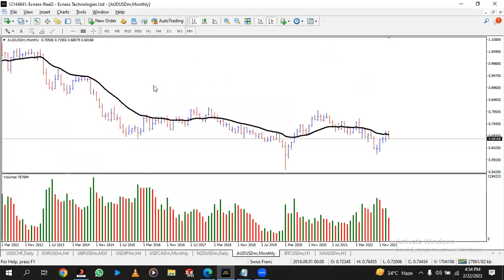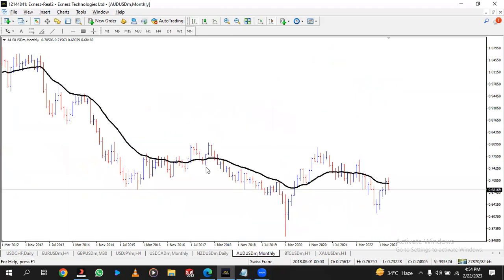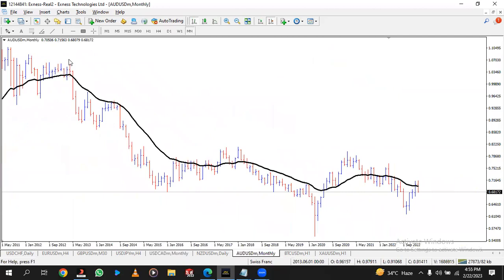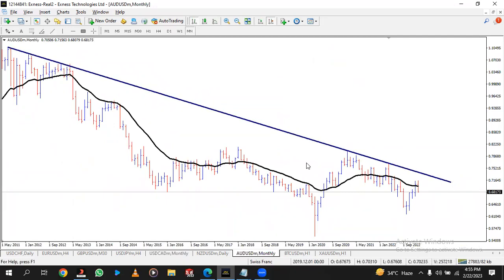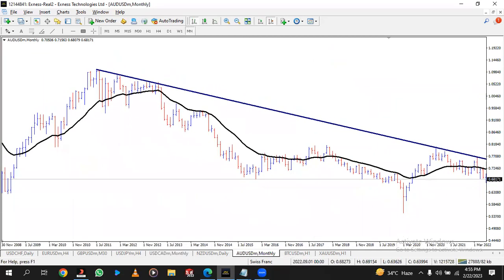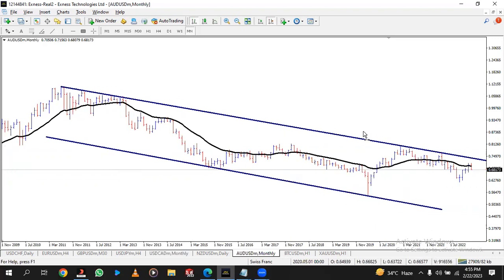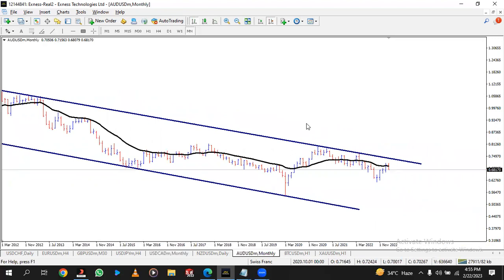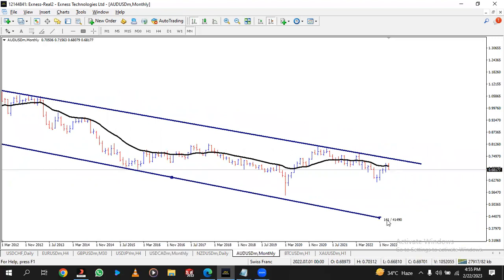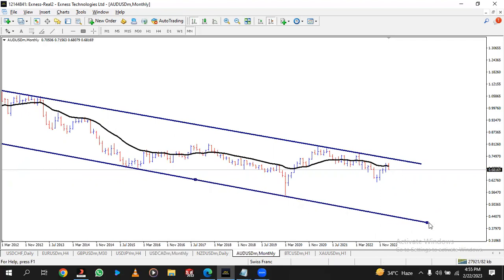Now, when I start from the monthly time frame, the first thing I do, I want to know the direction of the market, and the direction is bearish. Because if you look at it, I connected my trend line, and the market is going downward. So this is a bearish trend. AUD USD is in a bearish trend. Now, knowing fully well that the AUD USD is in a bearish trend, I'm looking at taking sell positions on this particular trade, but this is a long-term bias.